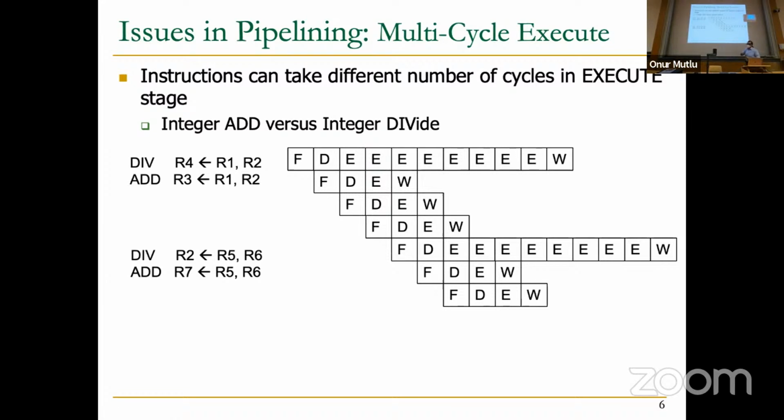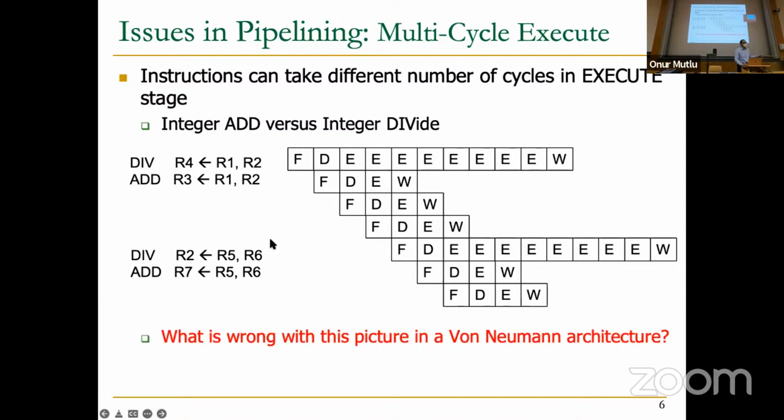Let's talk about registers. So maybe I'll ask you the question. What's wrong with this picture in a von Neumann architecture, if anything? Anybody? It has to do something with these write-backs, right? Any guesses? Yes, please.